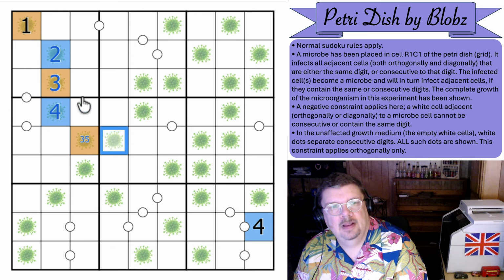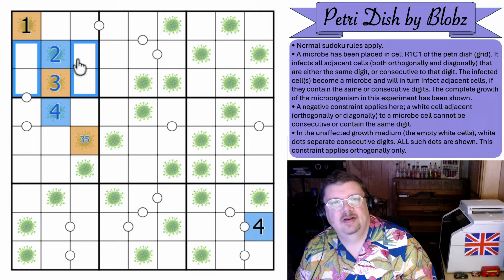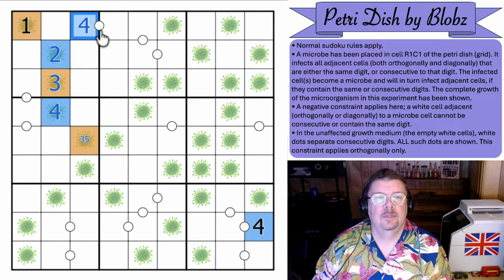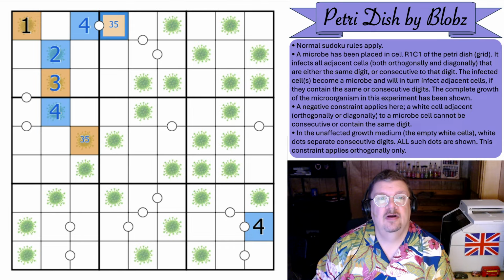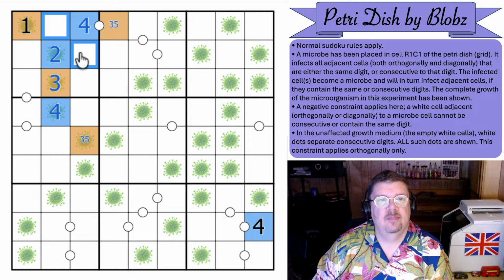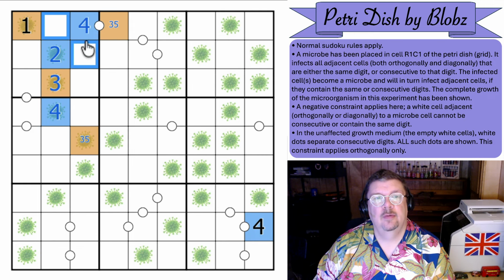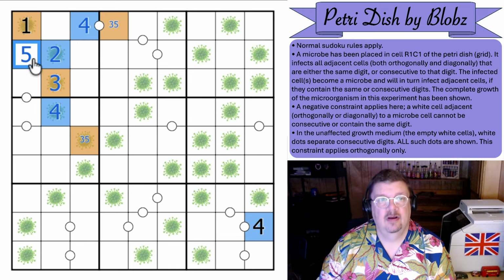Okay, let us consider a bit more up here. I can't put 4 in any of those because the 3 would have infected that cell. That can't be a 4, so that's a 4. That makes this odd and is 3 or 5. 5 can't be in either of those two because I would have a white dot for the 4, and it can't be in those two because the 4 would have infected it, so that must be a 5.